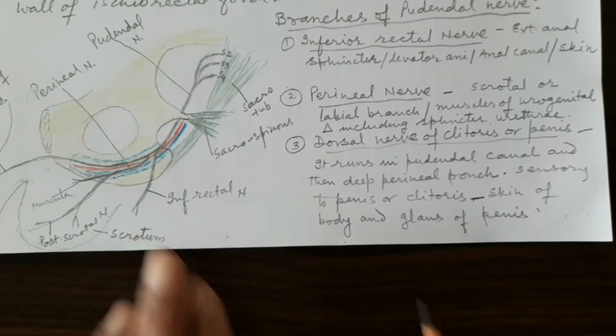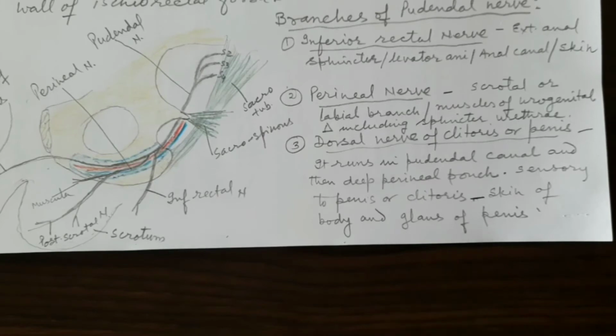Then this nerve will also send a branch to the anal canal, that is, to the mucous membrane of the anal canal below the pectinate line. Thus, the area of the anal canal below the pectinate line is sensitive because it is supplied by a somatic nerve. Then this inferior rectal nerve will also send a branch to supply the skin surrounding the anus, on the right side as well as the left side. So this is sensory to the skin of the perianal region. So this is an important nerve, the inferior rectal nerve, a branch of the pudendal nerve.